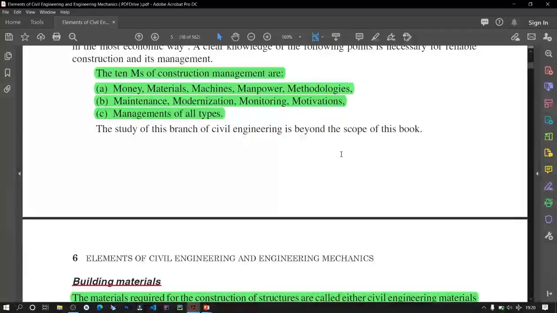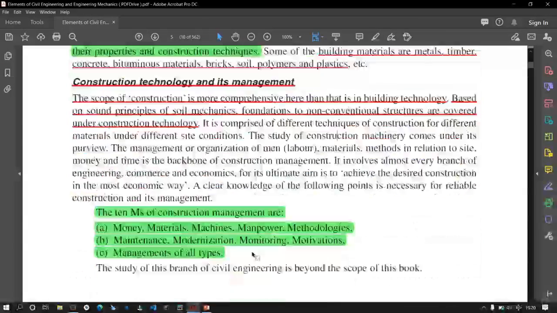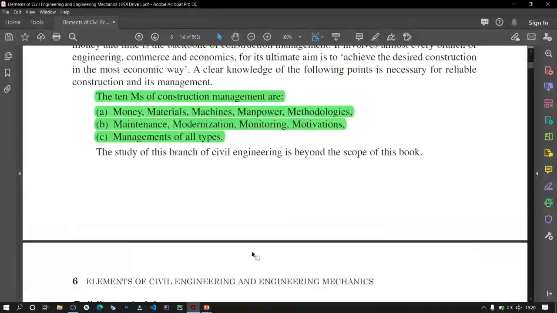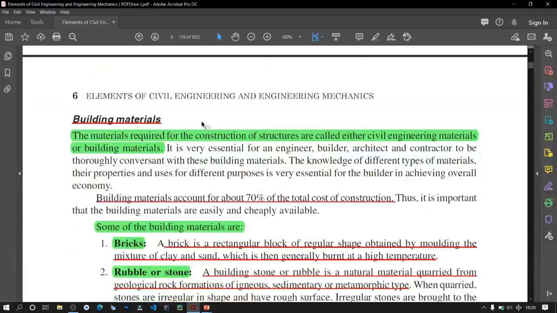In the note you should write this. And in the note, I think you should write this also, but it's your choice here. Now, building material is an important part. I have not highlighted it.